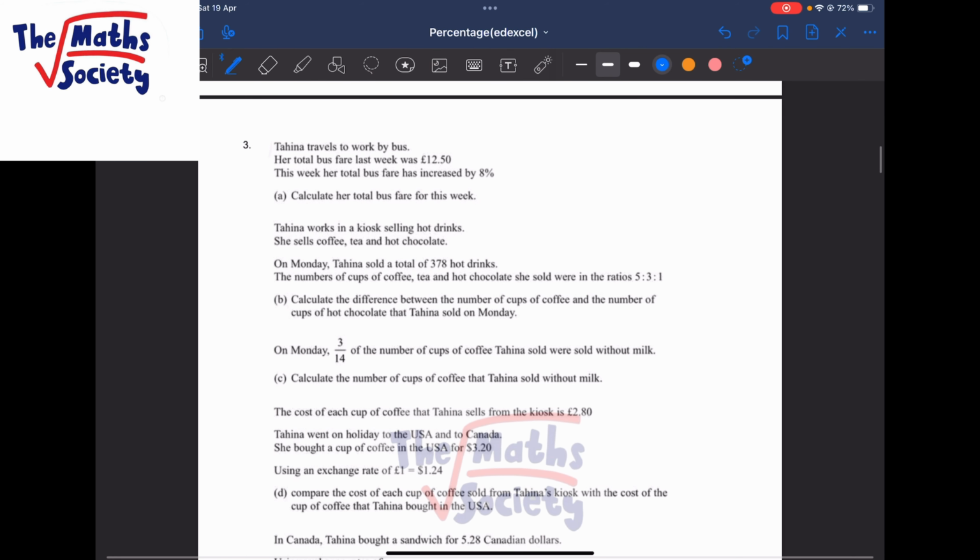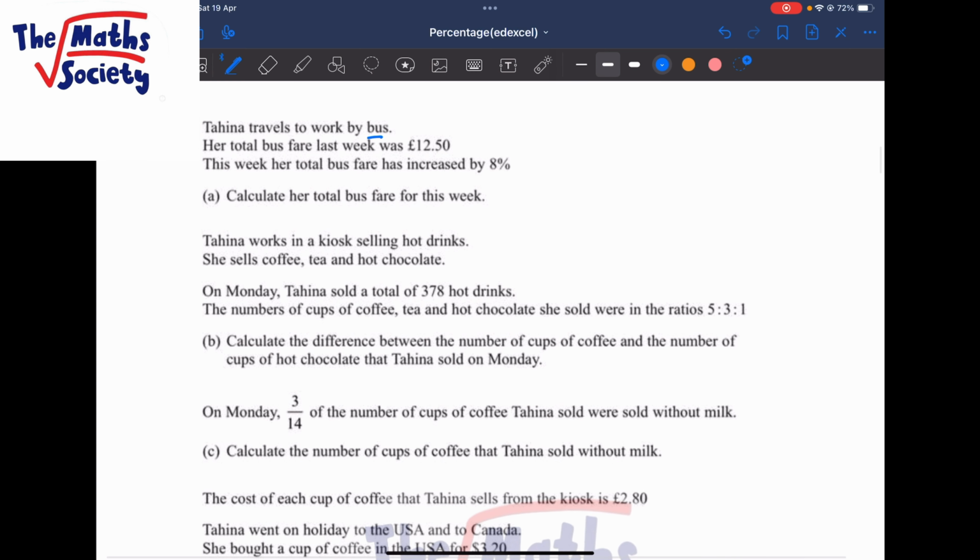Okay, so now we have question number 3. Question number 3 says that Tahina travels to work by bus. Her total bus fare last week was £12.50. This week, her total bus fare is increased by 8%. Calculate the total bus fare for this week.